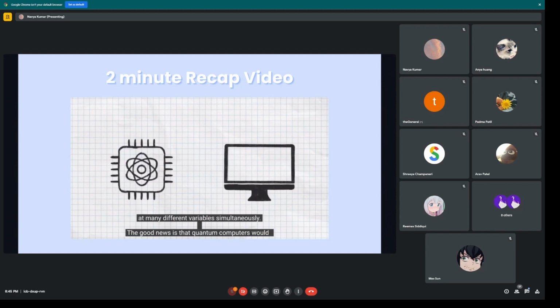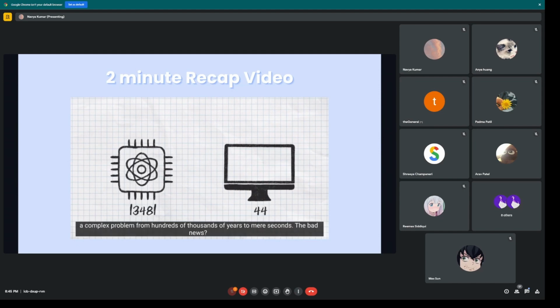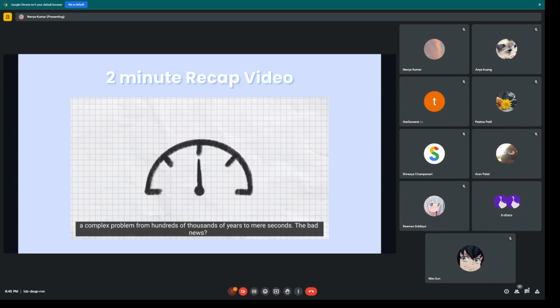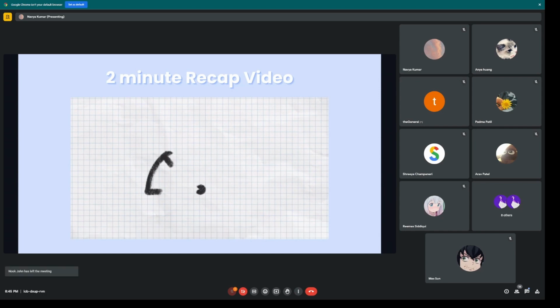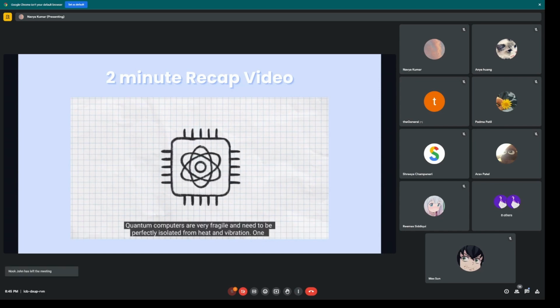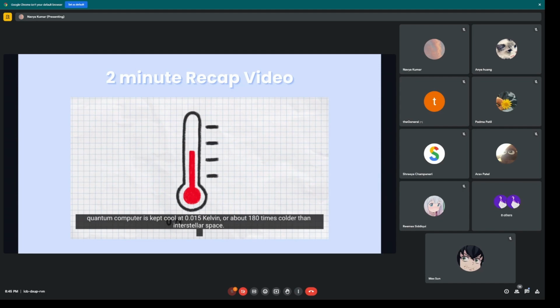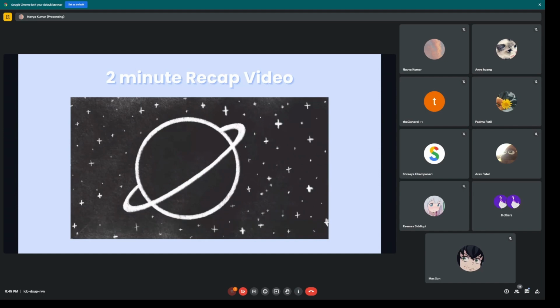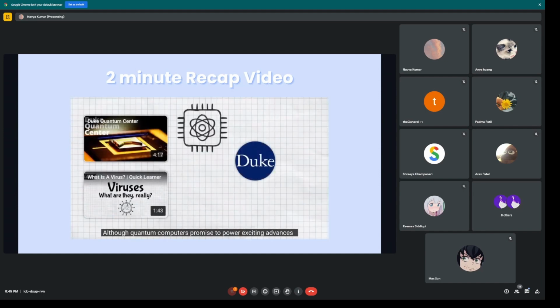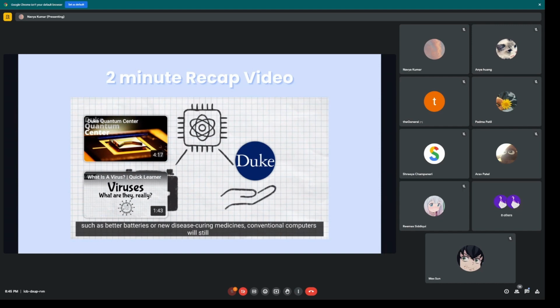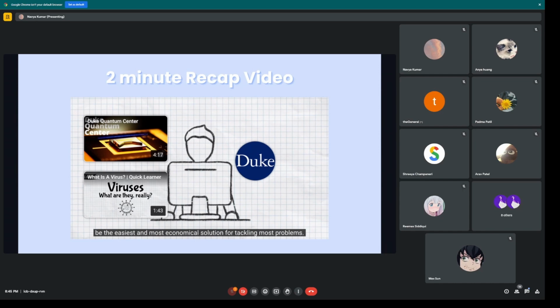The good news is that quantum computers would be thousands of times faster than our current computers, possibly reducing the time to solve a complex problem from hundreds of thousands of years to mere seconds. The bad news? Quantum computers are very fragile and need to be perfectly isolated from heat and vibration. One quantum computer is kept cool at 0.015 Kelvin, or about 180 times colder than interstellar space. Although quantum computers promise to power exciting advances such as better batteries or new disease-curing medicines, conventional computers will still be the easiest and most economical solution for tackling most problems.